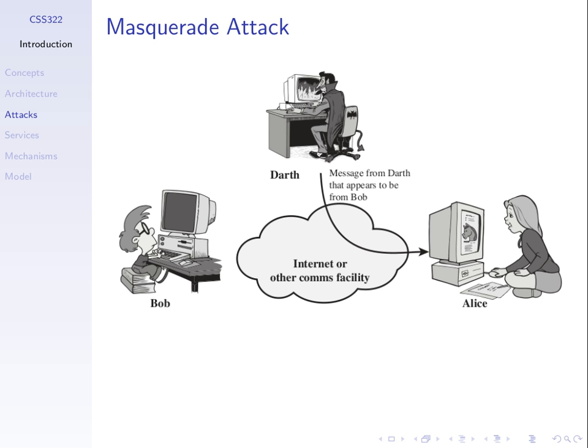When Alice receives this message, it looks like it came from Bob. And because it looks like it comes from Bob, she follows that message and increases the salary. But it in fact came from someone else. It came from Darth pretending to be Bob, or masquerading as Bob. So there's an attack on the security of the system.